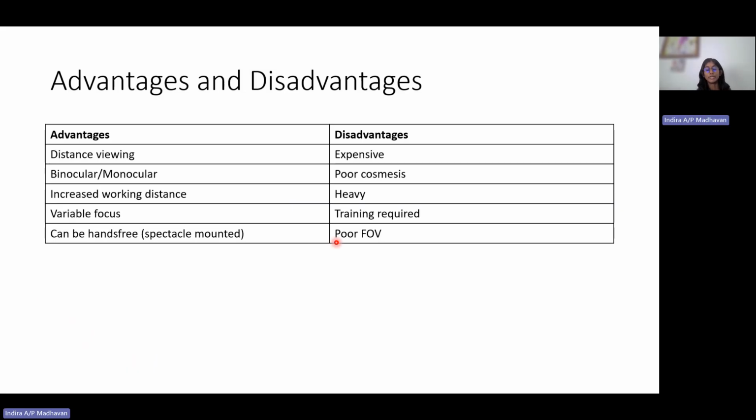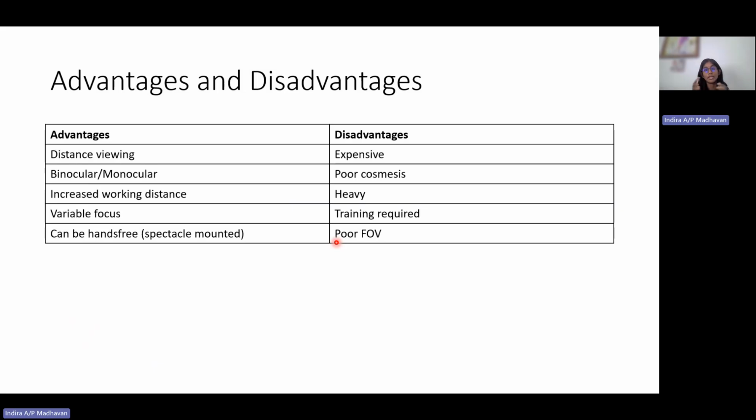And the third disadvantage, it is slightly heavy. If the magnification is higher, it will be slightly bulkier, and it will be slightly heavy, especially if it is spectacle mounted. If it is a monocular telescope, it won't be so heavy because you just use it whenever you want and then can remove it. And training is required.